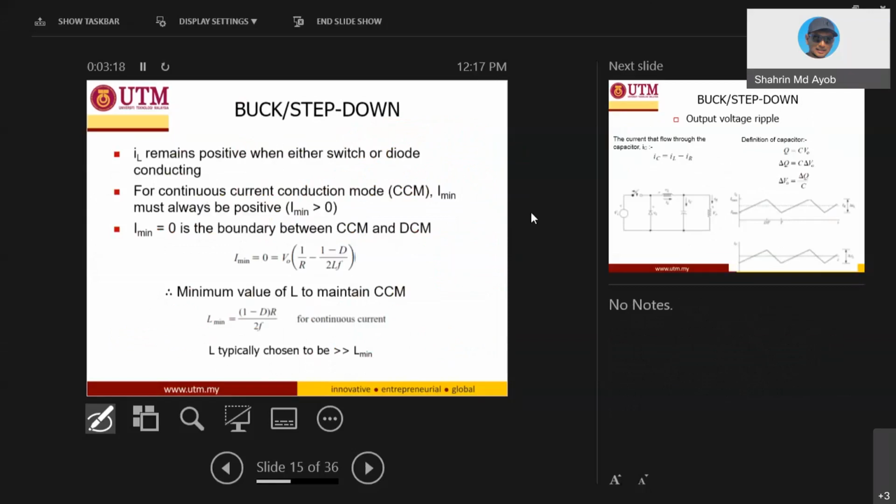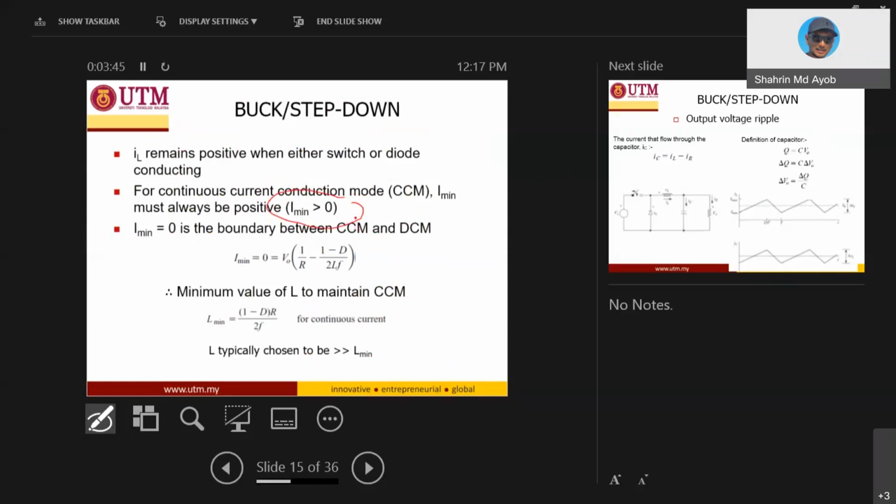But you need to fully understand how the circuit operates. From that, then you can know the logic. Okay. So from that, what we need to do is to make sure that your I min must always be equal to or larger than 0.